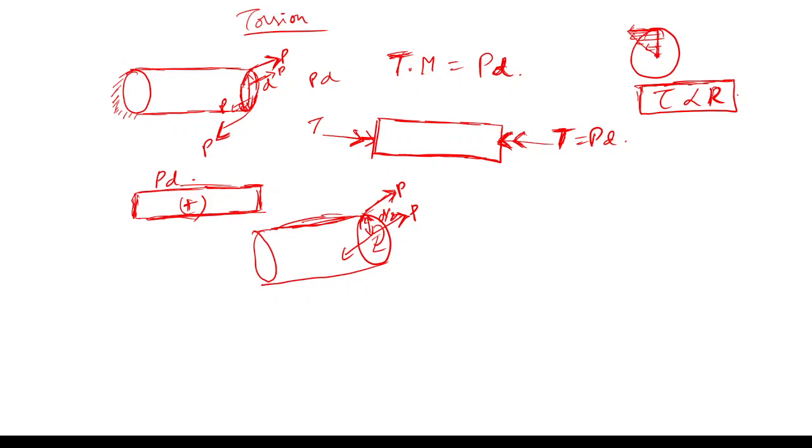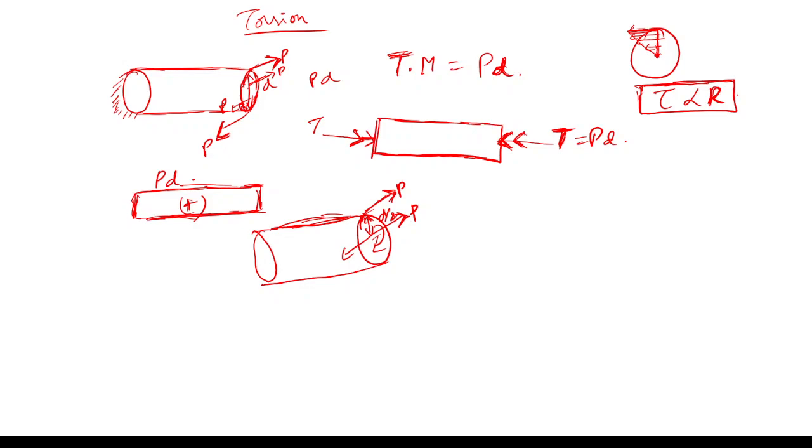That is the basic assumption which we are making in this chapter. There are no direct shear loads acting. Only due to torsion are there shear stresses developed. Shear stress tau is directly proportional to the radius, the distance of the fiber from the centroid.